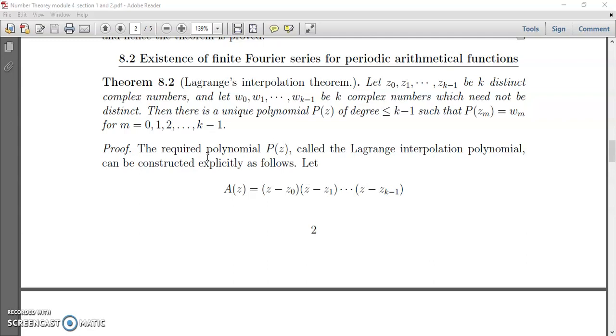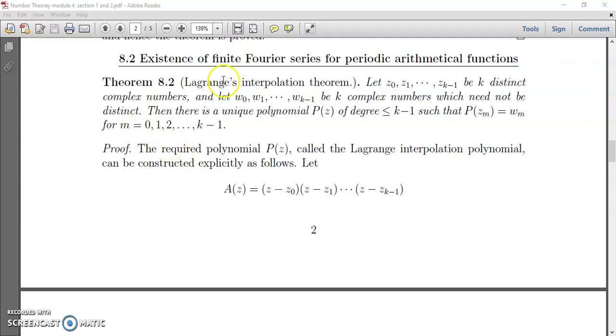Let z0, z1, z2, etc., zk minus 1 be k distinct complex numbers, and let w0, w1, w2, etc., wk minus 1 be k complex numbers which need not be distinct. Then there is a unique polynomial p of z of degree less than or equal to k minus 1 such that p of zm is equal to wm for m equal to 0, 1, 2, 3, etc., k minus 1.